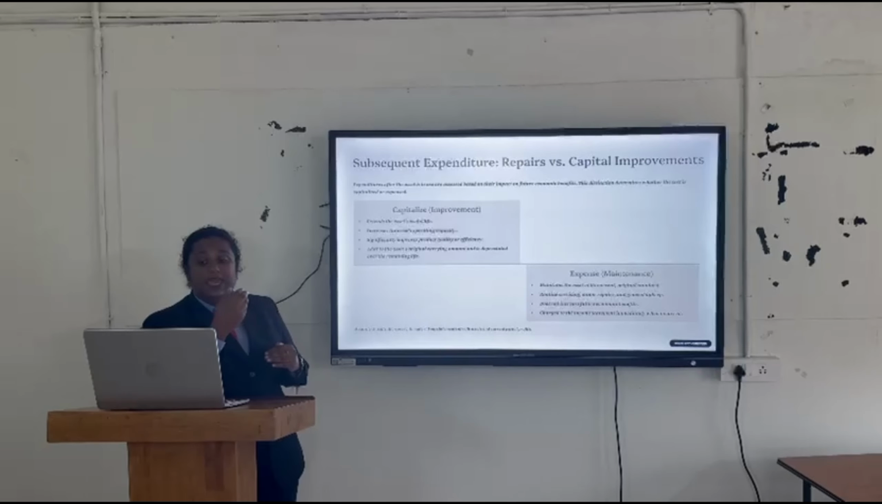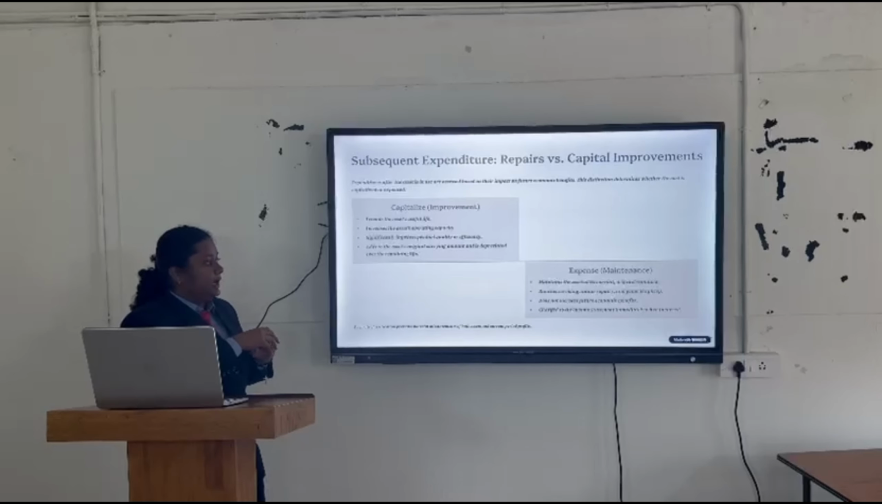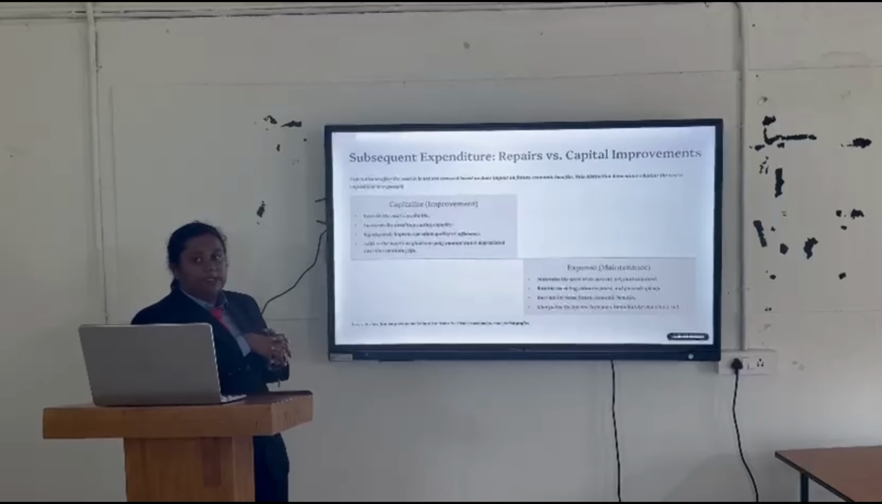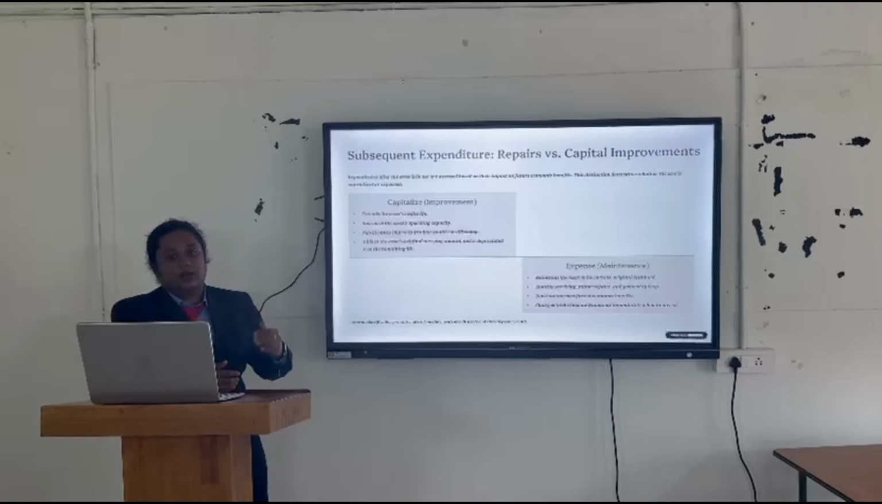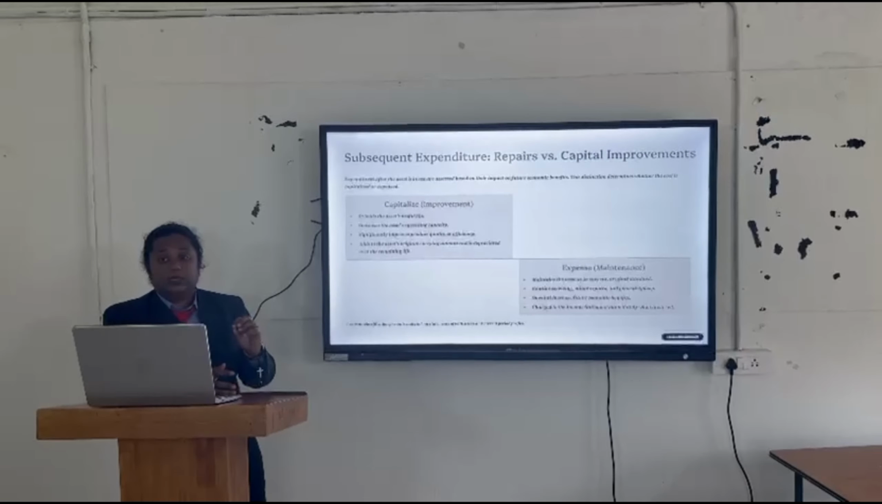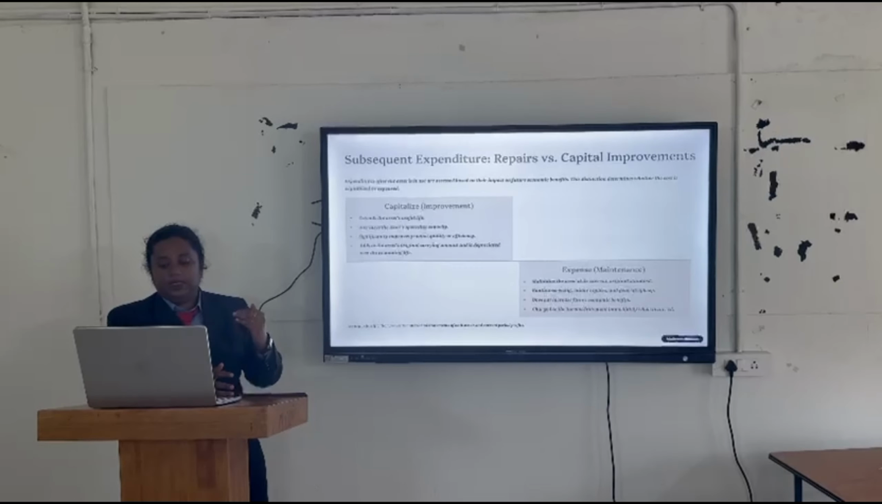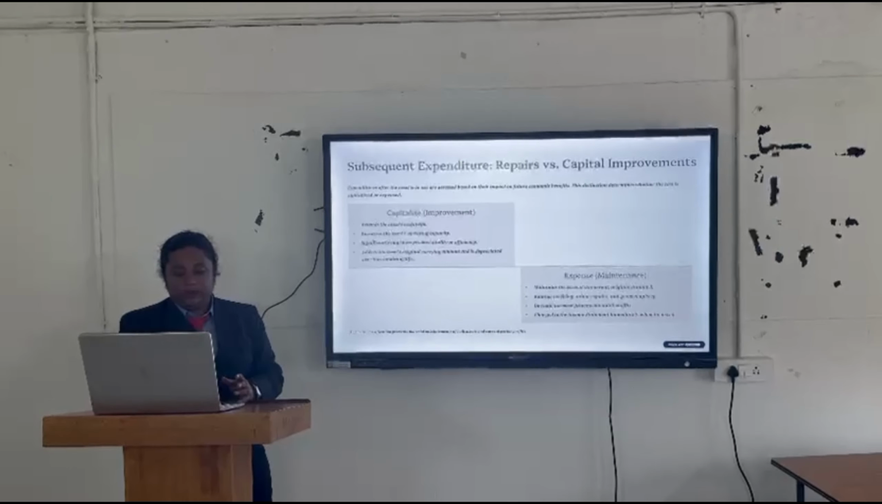And the second is expense, that is maintenance. It means keeping the asset at its current and original standard, and it includes routine service, minor repairs and general upkeep and all. It does not increase the future economic benefit, and it is charged to the income statement immediately when incurred.